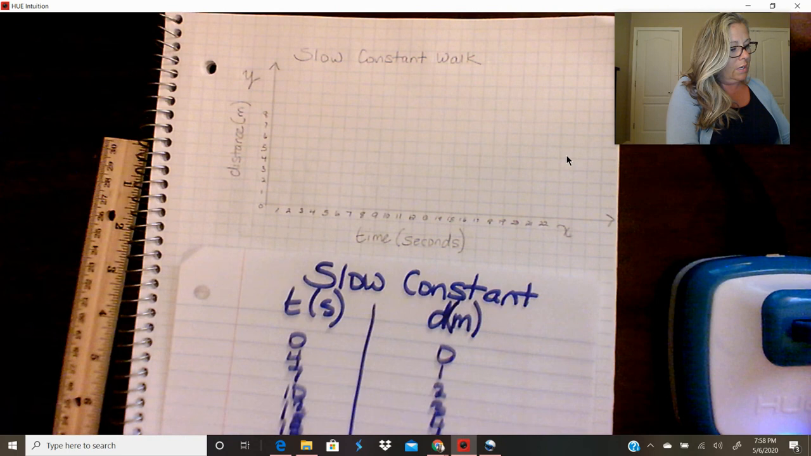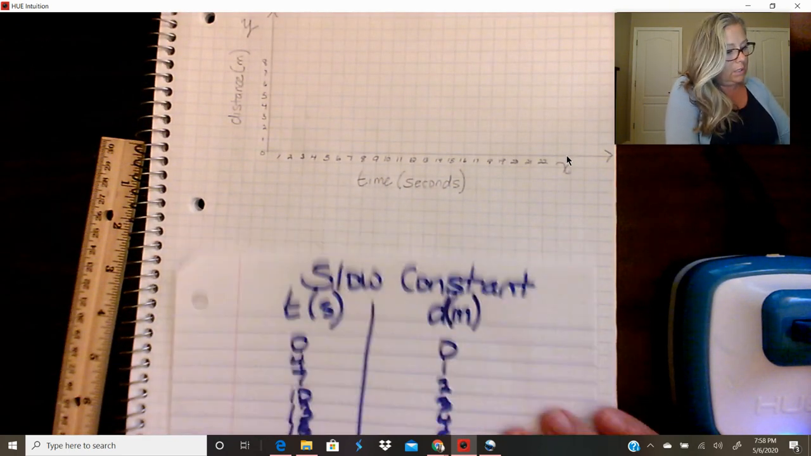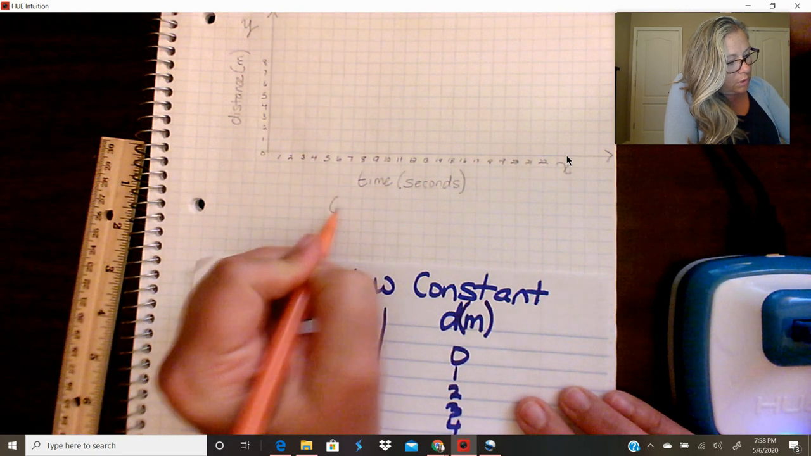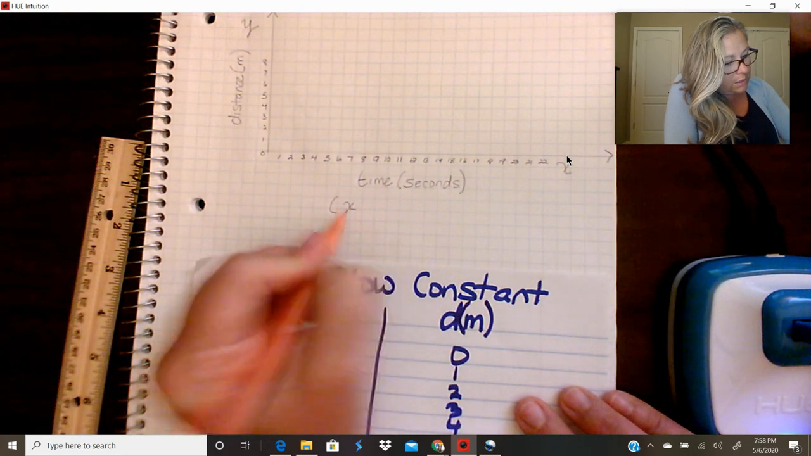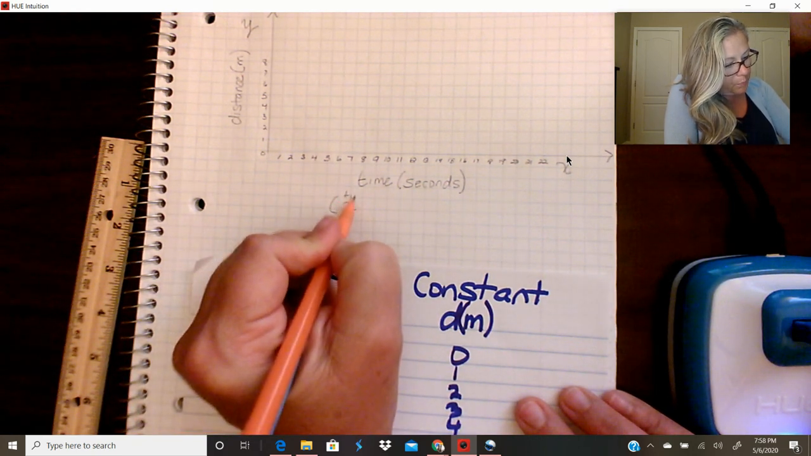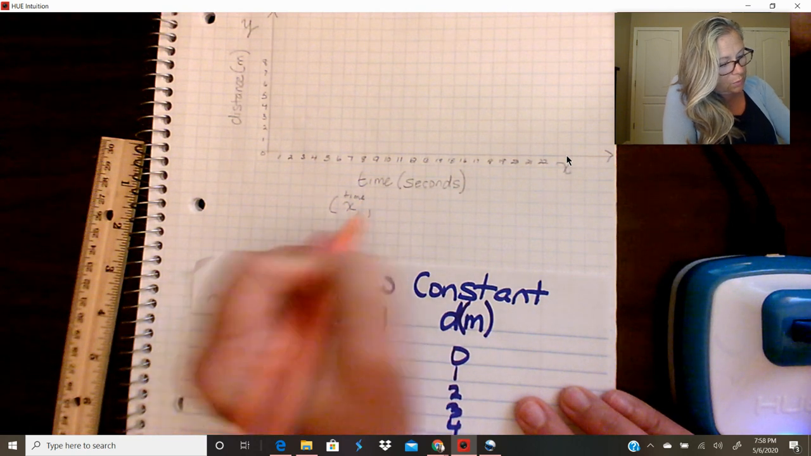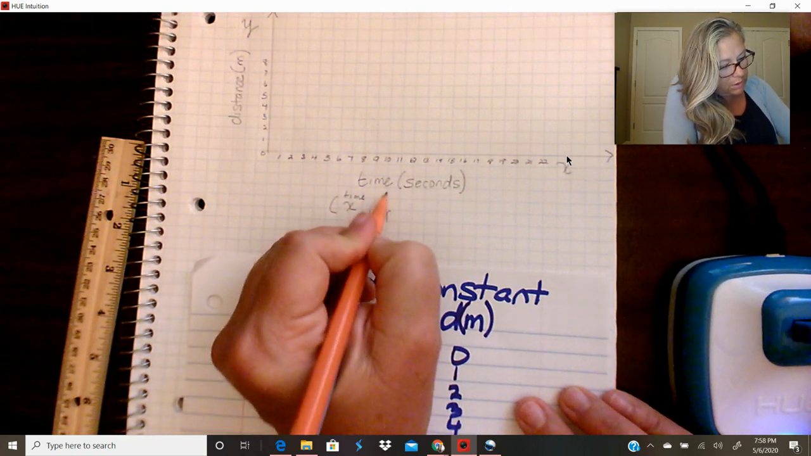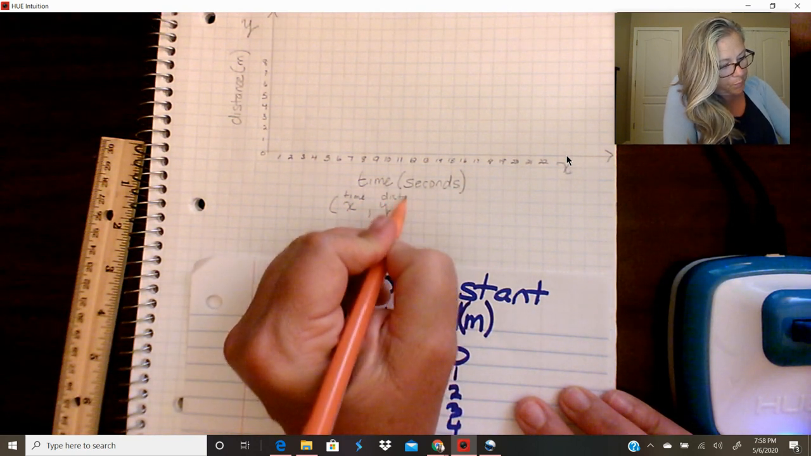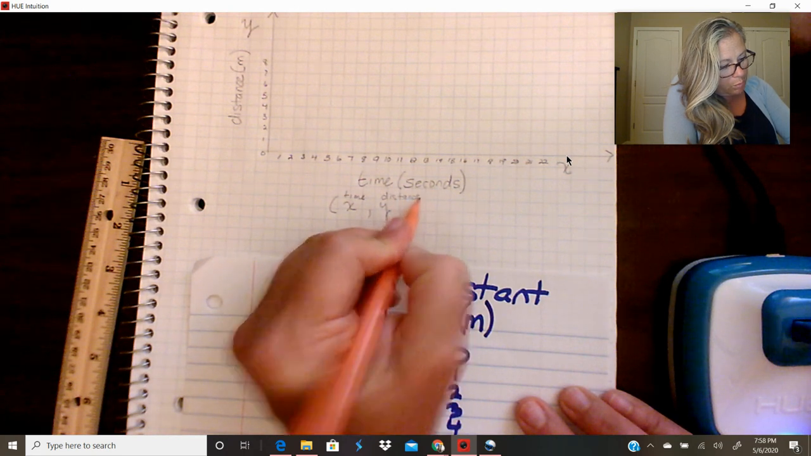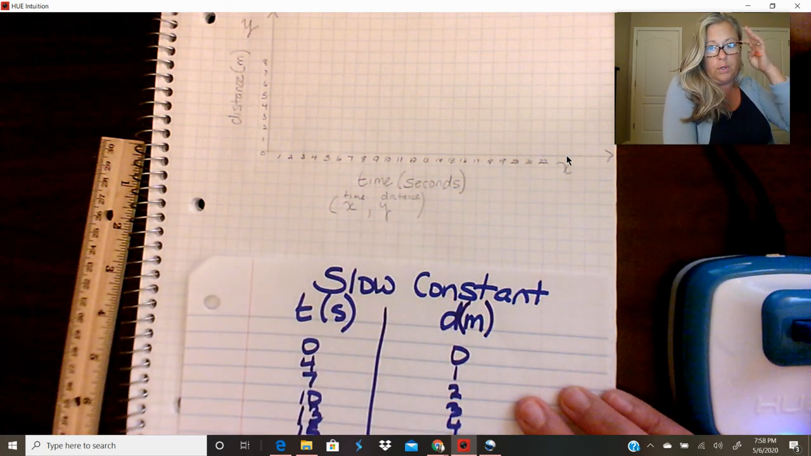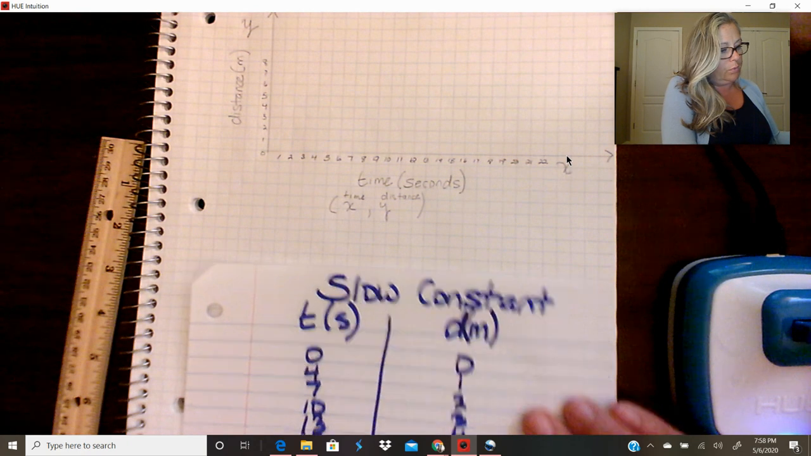So now when you're trying to take your data table and turn it into coordinates, keep in mind that each coordinate always starts with the x, and x is time, and the second coordinate is the y, which in this case is distance. And remember, we're making a line graph, and line graphs are good to tell things that happen over time.